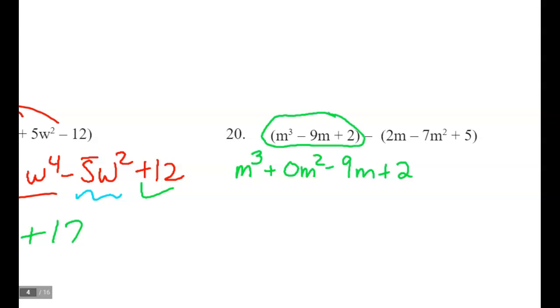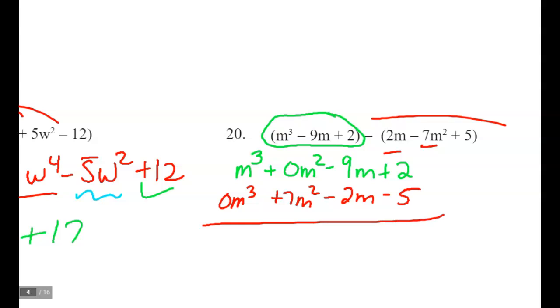I just rewrote it. And now we're going to subtract, so I'll change my color here, and this is the red side. So I'm going to subtract 2m, but look what I'm going to do. I'm going to line it up over here. So I took care of that one. I'm going to subtract negative 7m squared, so that becomes a positive 7m squared. Took care of that one. And I'm subtracting 5. And there's 0 m cubes.